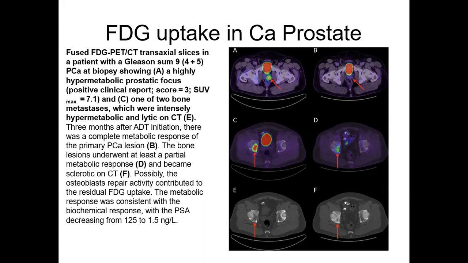And not only does the FDG improve, but you can see that the lesion becomes a bit more sclerotic. And that's one of the issues, is that quite often when you treat patients, their lesions become sclerotic on CT. And it says here the PSA in the pre-castration scan was 125 and dropped down to 1.5 afterwards.